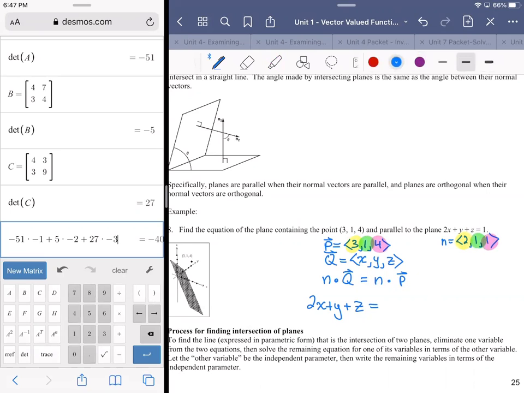So we're looking at 6 plus 1 plus 4. Right-hand side gives you 11. Does it give you 11? Yes. So 2x plus y plus z would be equal to 11. Right. So you're looking at two planes that are parallel to one another. And again, it's all based off the fact that the normal vectors are also parallel to one another.